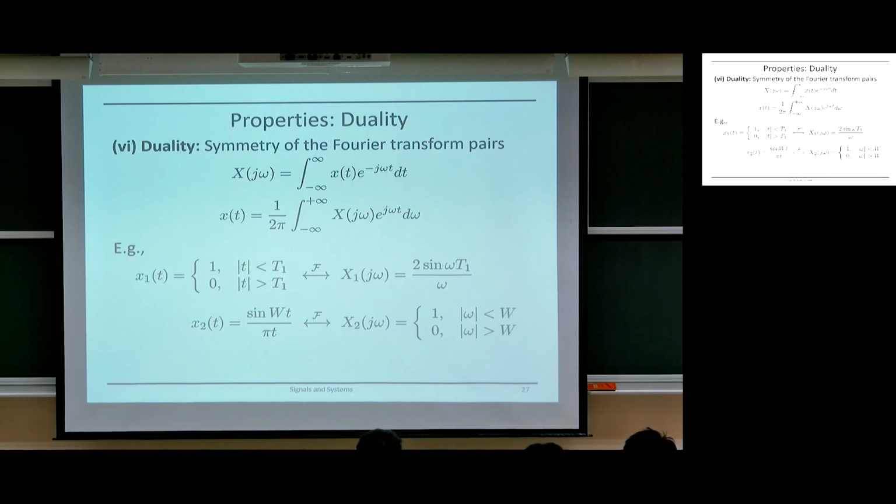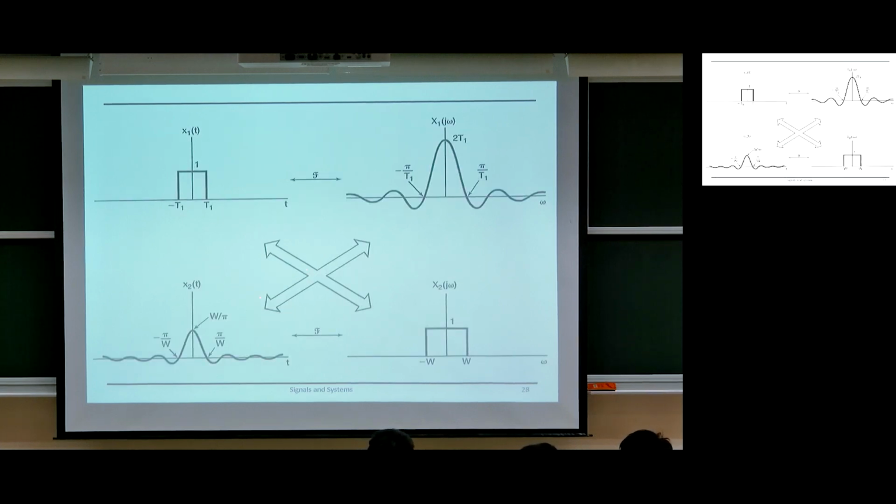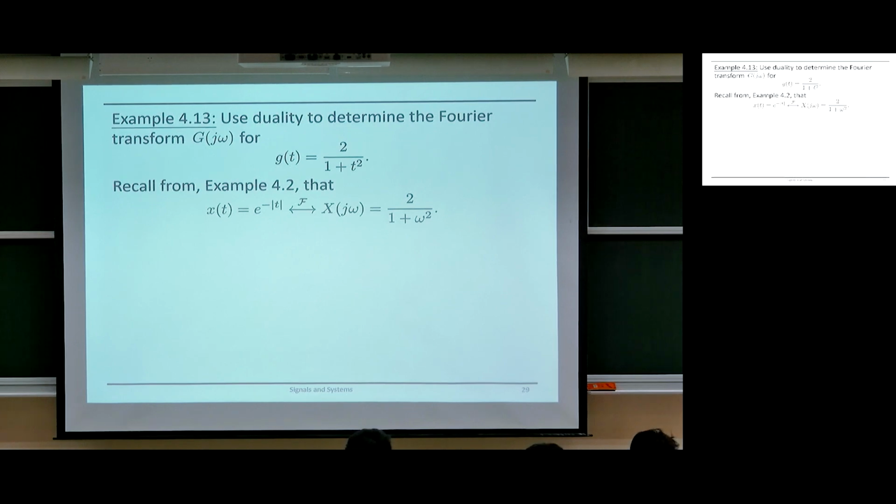Now let's look at another example. This is just an illustration of what we just showed. This gives you another example. All right, so suppose that you're asked to find the Fourier transform of this signal 2 over 1 plus t squared.